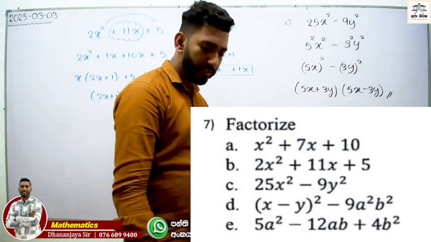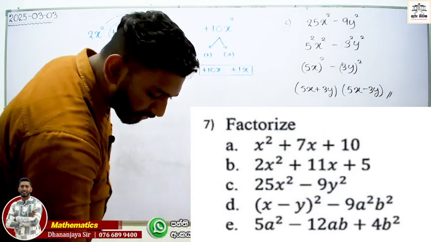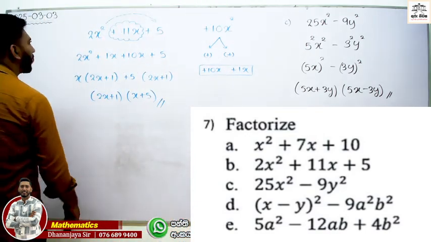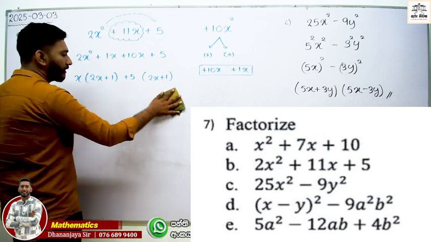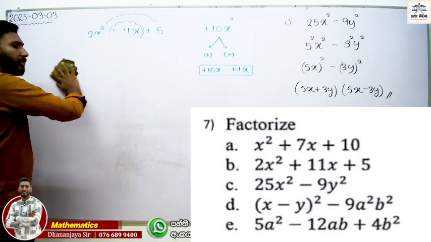Now write the answer for D, and D is also a difference between two squares. Easy. Another type of the difference between two squares. Okay.